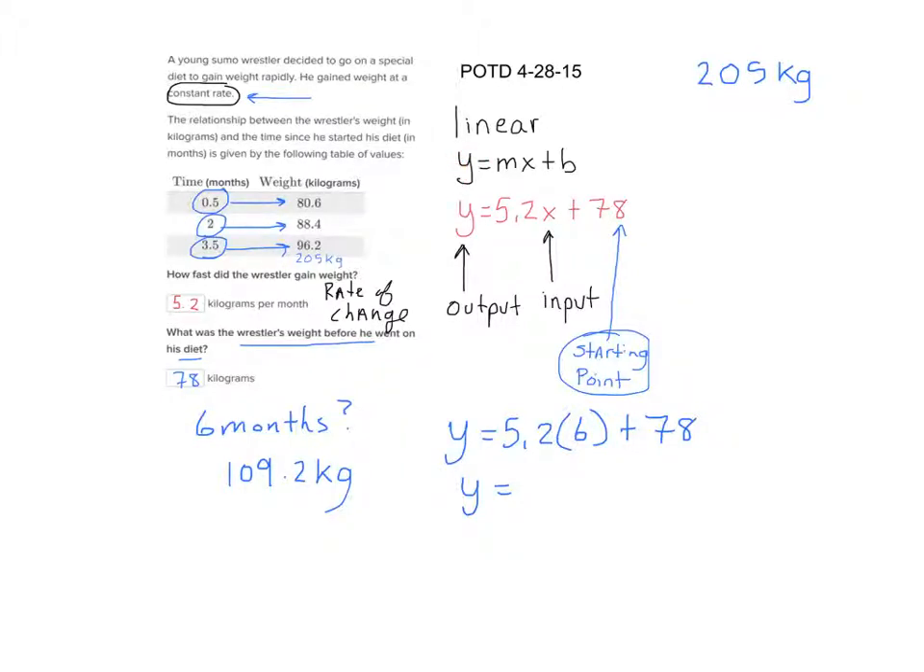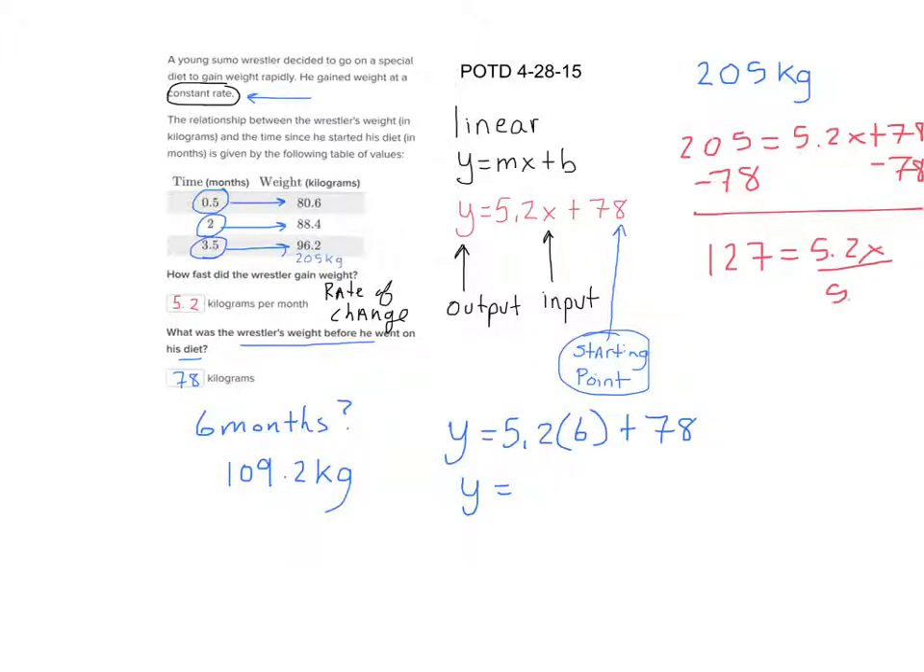And so I've got 205 equals 5.2x plus 78. What do I do now? Subtract 78 from both sides. And so I have 127 equals 5.2x. Then I'll divide by 5.2 on both sides. And so what's x equal? 24 point what? So after 24.4 months, he will be at 205 kilograms.